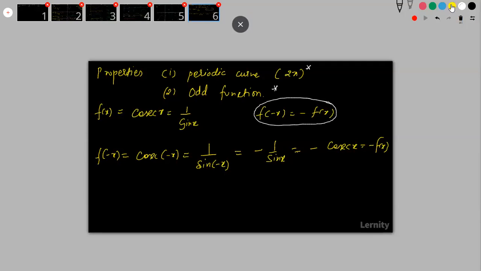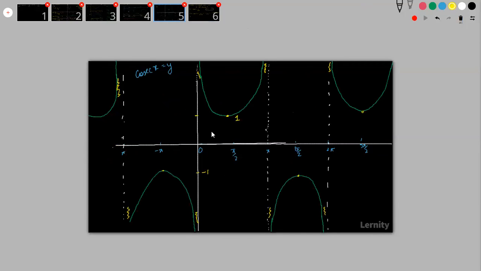Next is the third property. Now tell me what is the range. From here if we see, this is taking all the values from 1 to infinity. है ना? And here it is taking all the values from minus 1 to minus infinity.